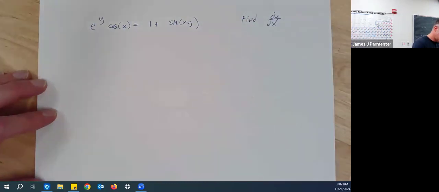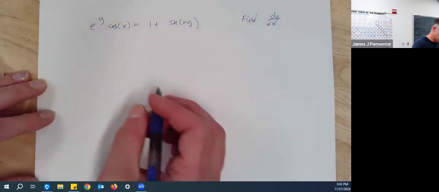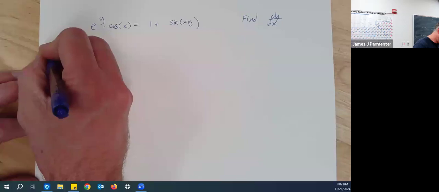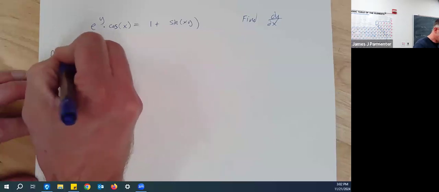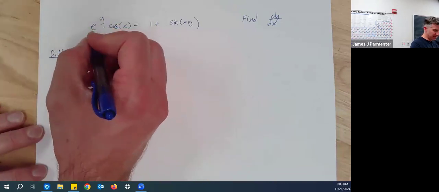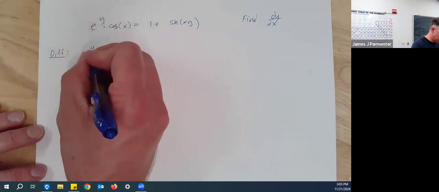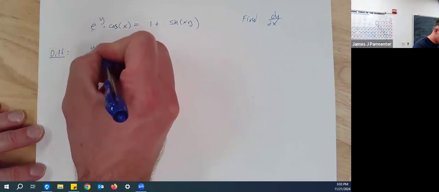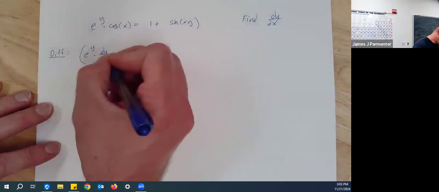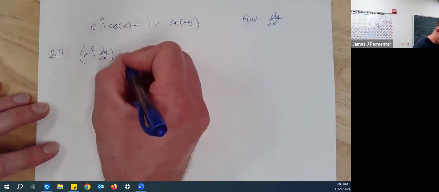So now we're going to find dy dx or y prime, whatever you like to call it. We're going to differentiate both sides. On the left side, we have to use the product rule. The derivative of e to the x is e to the x. The derivative of e to the stuff is e to the stuff times the derivative of the stuff, times the other function left alone.